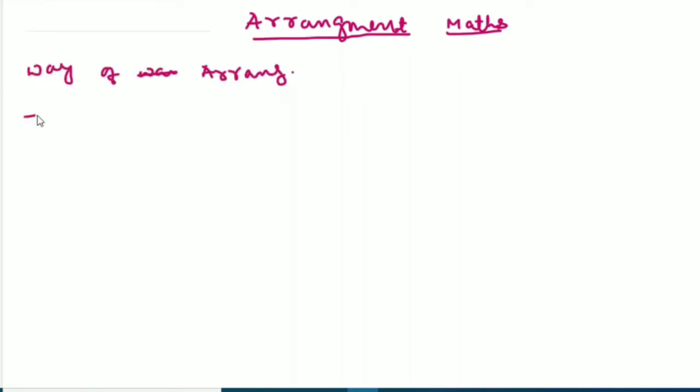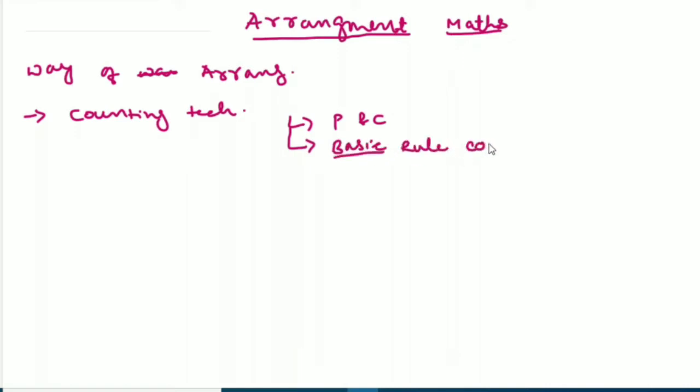Whenever we talk about the number of ways, we are talking about a counting technique. You'll be very surprised to hear that in mathematics there are many counting techniques. One of them we call PNC, P as well as C. There's another counting technique we call the basic rule of counting. Whenever we talk about arrangement, we use the concepts of both the basic rule of counting as well as PNC, whenever required.